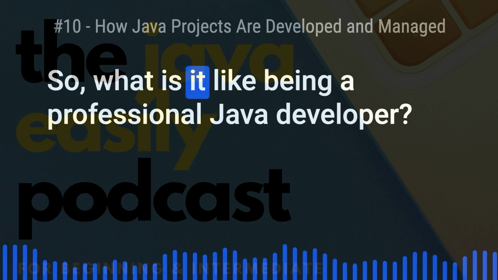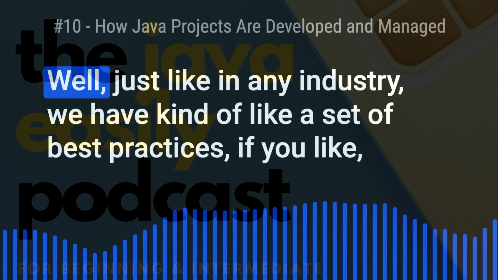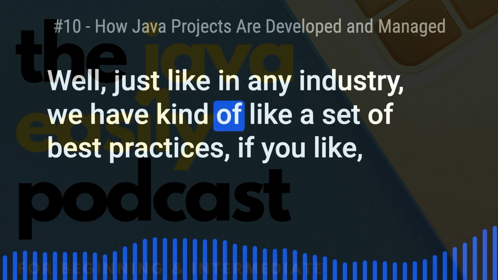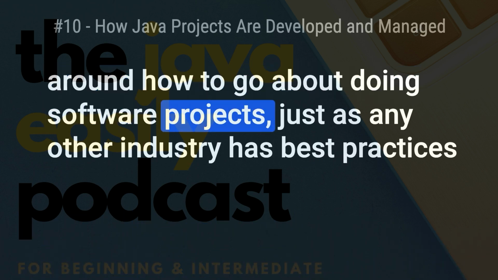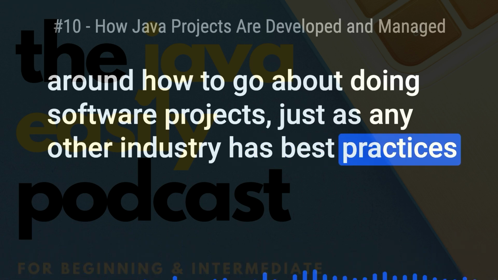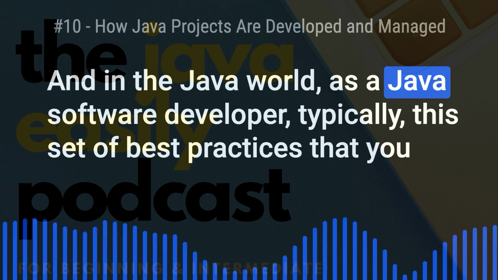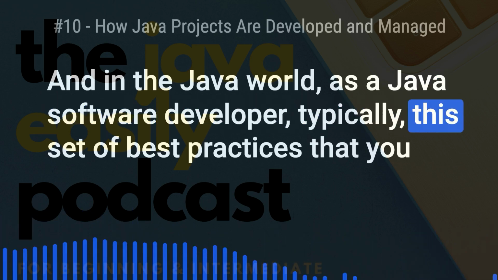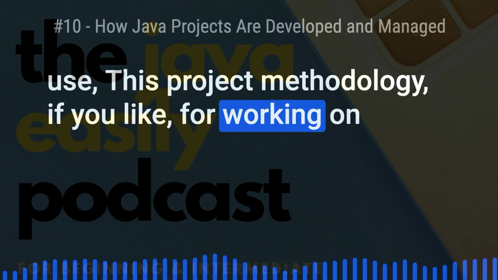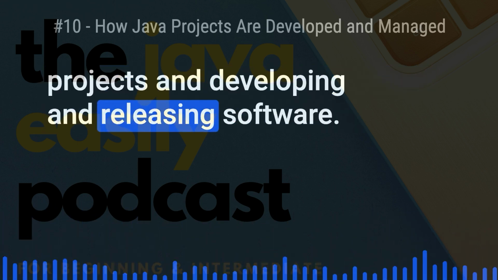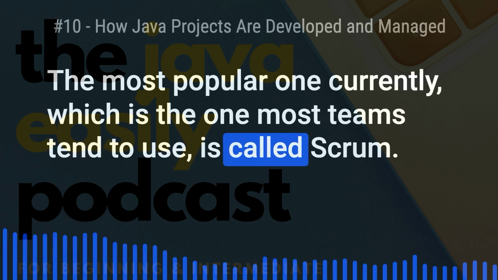So, what is it like being a professional Java developer, and what does our day tend to look like? Well, just like in any industry, we have a set of best practices around how to go about doing software projects, just as any other industry has best practices for whatever type of project exists in that industry. And in the Java world, the project methodology for working on projects and developing and releasing software, the most popular one currently, which is the one most teams tend to use, is called Scrum.